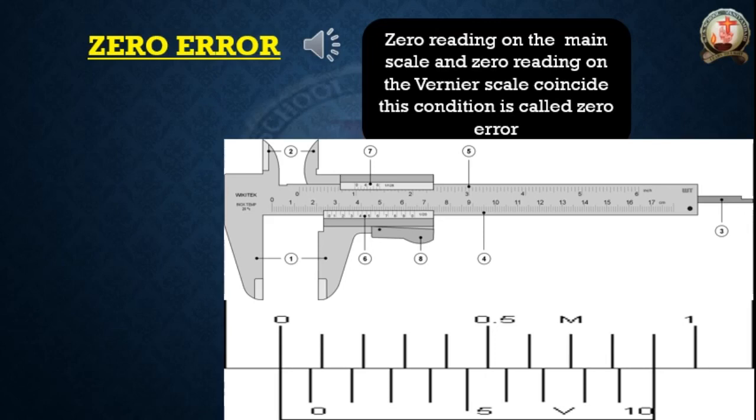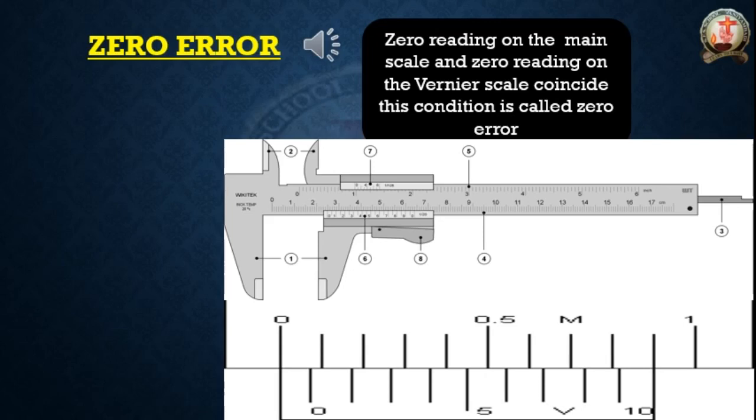In that second figure, the top side readings 0, 0.5, 1 are the main scale readings. That is the main scale. And the downside readings 0, 5, 10 are the vernier scale. Whenever the lower jaws and upper jaws are kept in the initial position, the 0 reading on the main scale and the 0 reading on the vernier scale will coincide. This condition is called zero error.